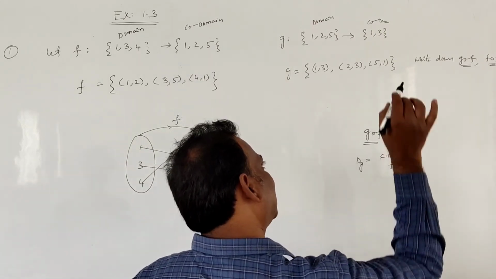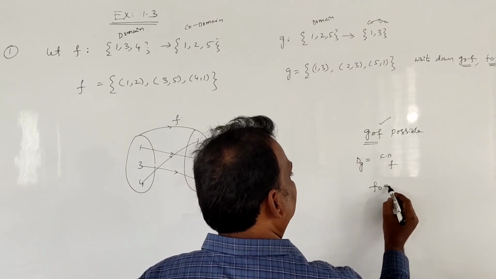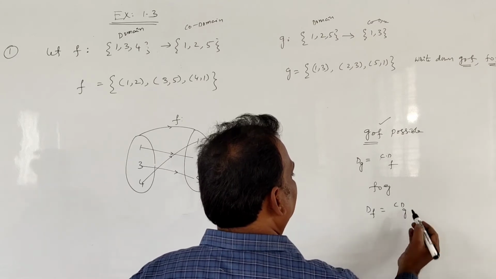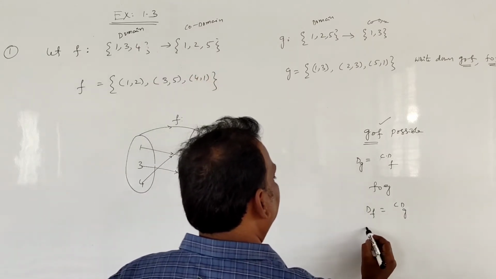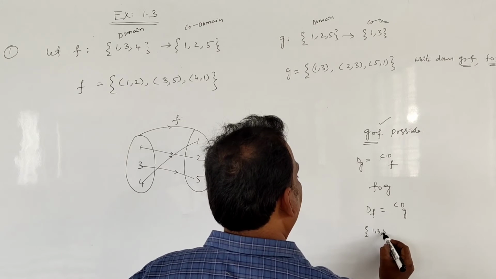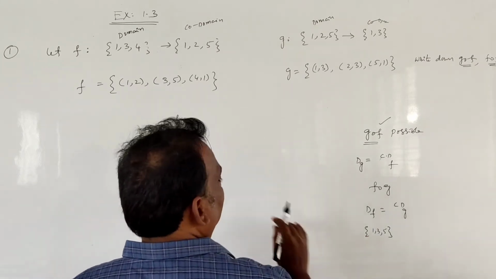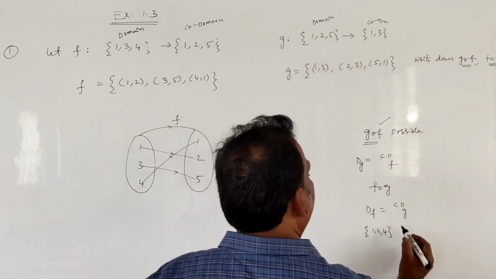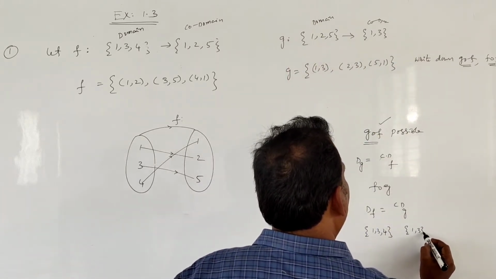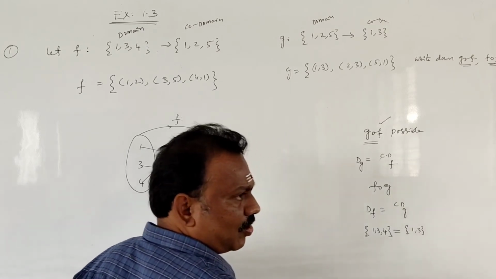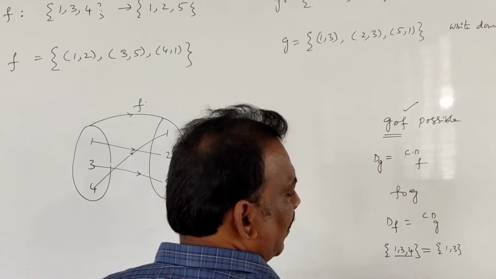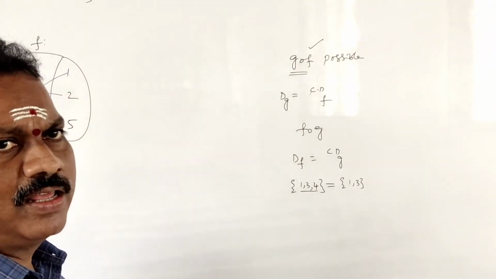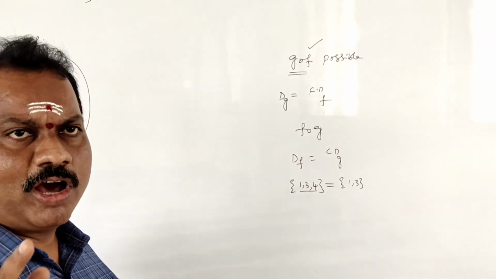If they ask for F circle G, then the domain of f should be equal to the codomain of G. What is the domain of f here? The set {1, 3, 4}. What is the codomain of G here? The set {1, 3}. Whether these two are equal? No. This is a set with 1, 3, 4 and this is a set with 1, 3. You know that two sets are equal if they have the same cardinal number.